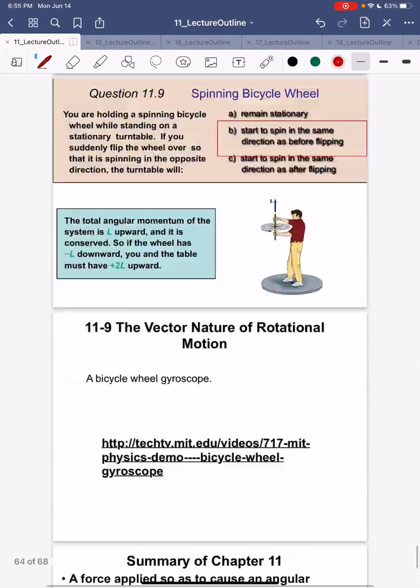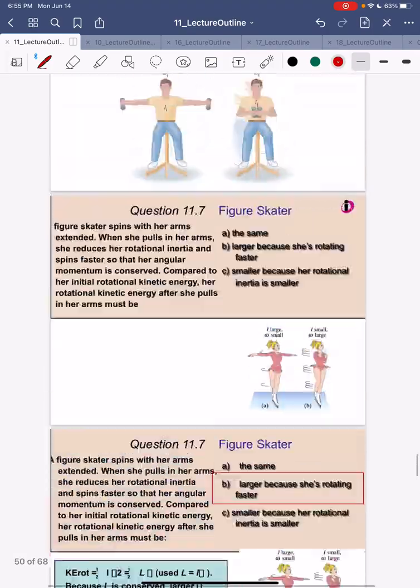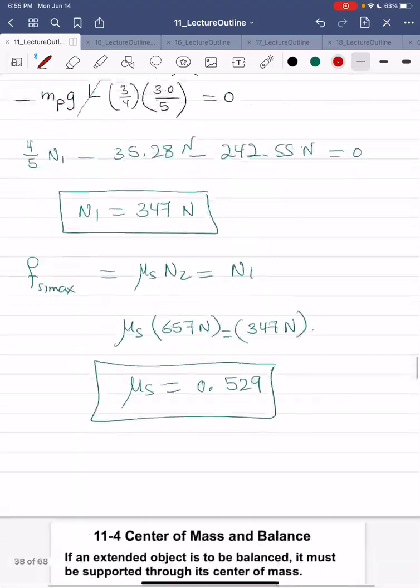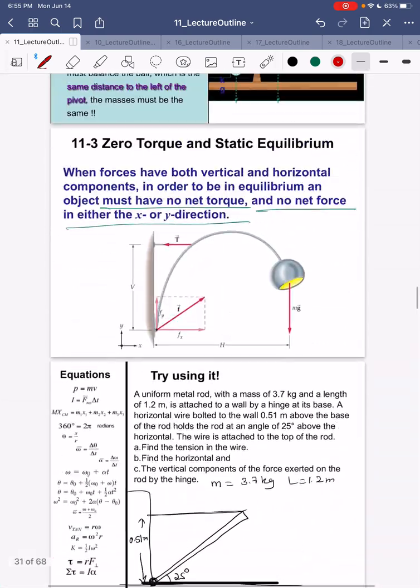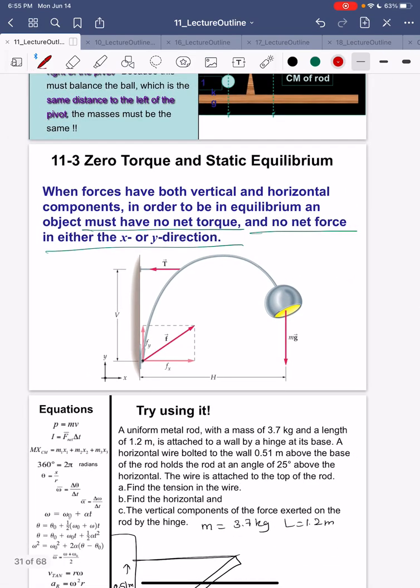Chapter 11 again, but the second part. Okay, and for the second part, we stopped right here. Okay, we are going to solve problems related to static equilibrium.